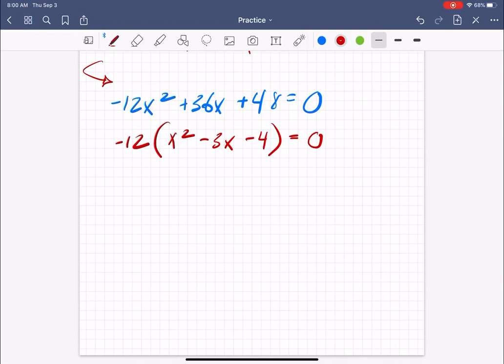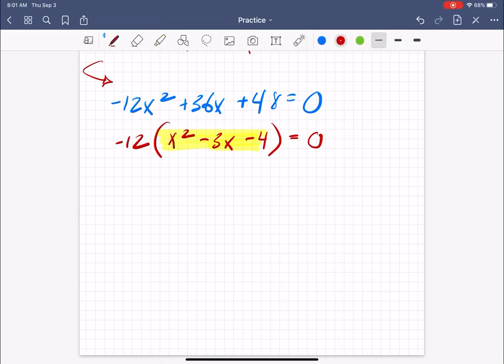So now we can look at this thing right here, and we can see that now we can work with just that. We've sort of gotten rid of the negative 12. We haven't gotten rid of it, but it's not part of our factoring. We're not worried about it equaling 0. So from here, we want to just do this.